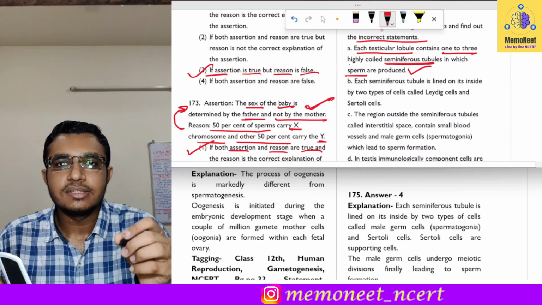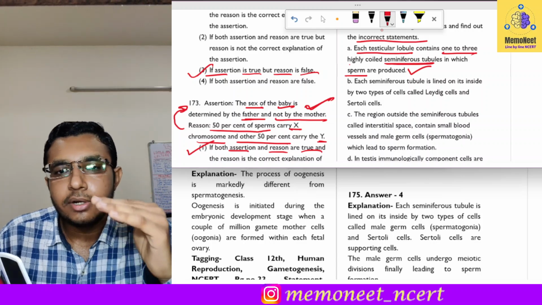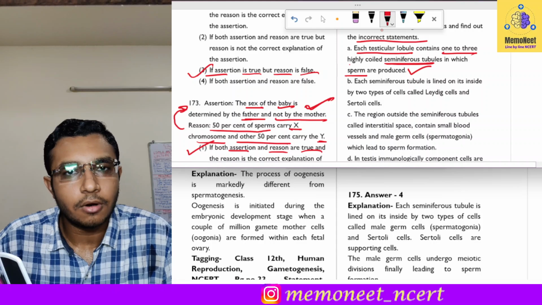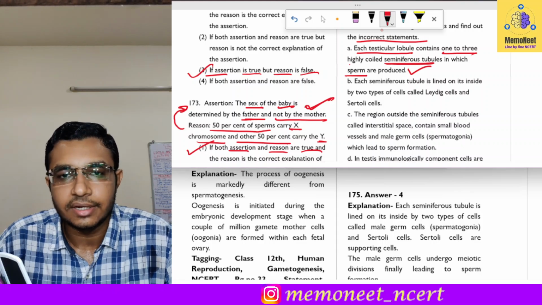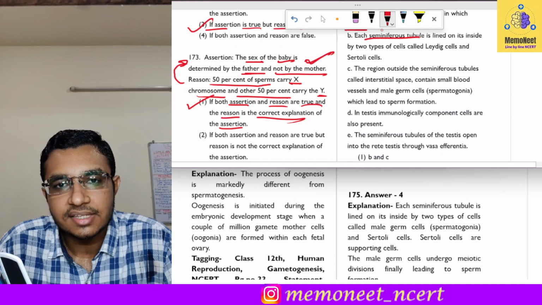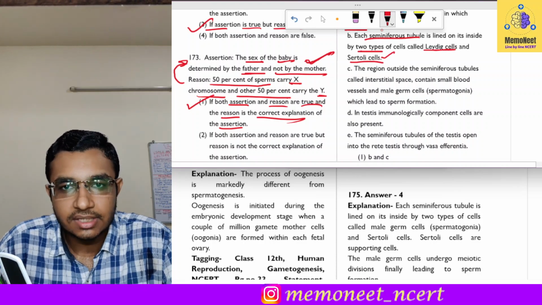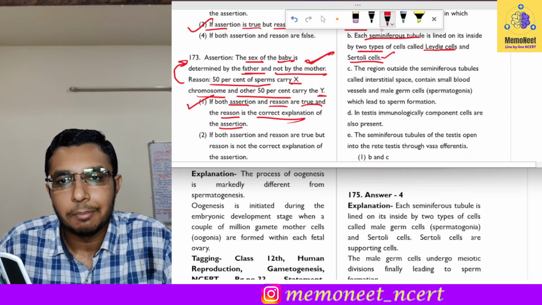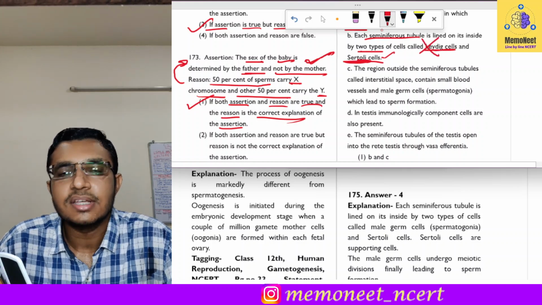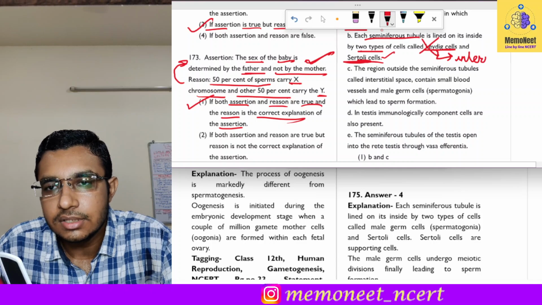So a testis contains several testicular lobules, and in each testicular lobule there are 1 to 3 highly coiled seminiferous tubules, and these seminiferous tubules are the site of the sperm production. So A is correct. Now statement B is each seminiferous tubule is lined on its inside by 2 types of cells called Leydig cells and Sertoli cells. Now see, Sertoli cells are present inside the seminiferous tubules, but the Leydig cells are not present inside the seminiferous tubules. The Leydig cells are the interstitial cells.